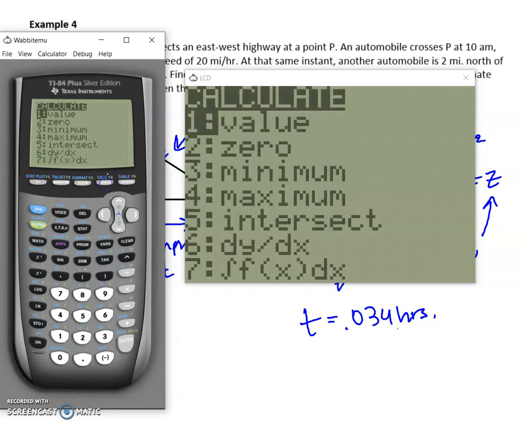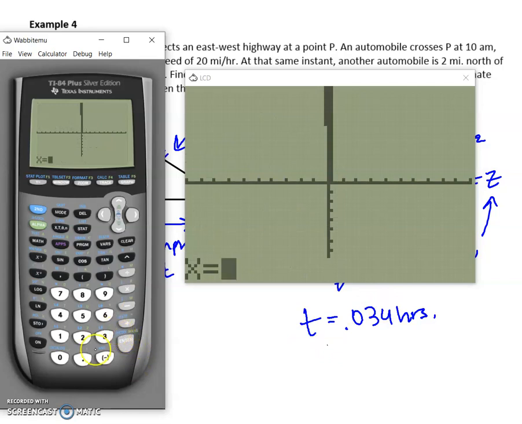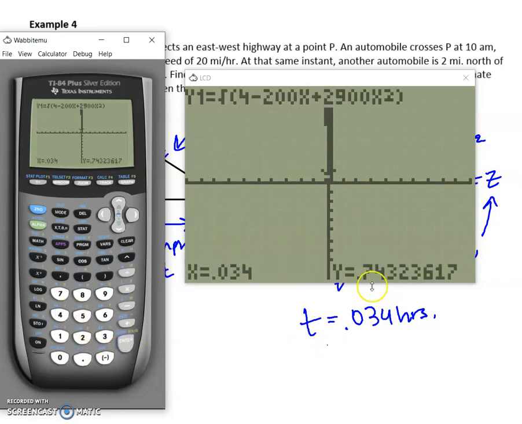So if I go to second calc, I want to plug in this value. So I'm going to choose that first option, and I'm going to put in 0.034. And so here's my y value. So here's the length of actual z.